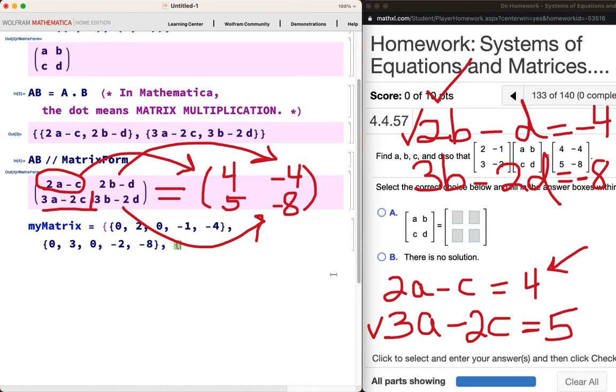So then the coefficient of A is 2. And then B. The coefficient of C is negative 1. There's no D, and then that equation is equal to 4. And then on the bottom, I have the coefficient of A is 3. The coefficient of B is 0, and then I have negative 2. That's the coefficient of C, negative 2. There's no D, and then that equation is equal to 5. So my matrix form.